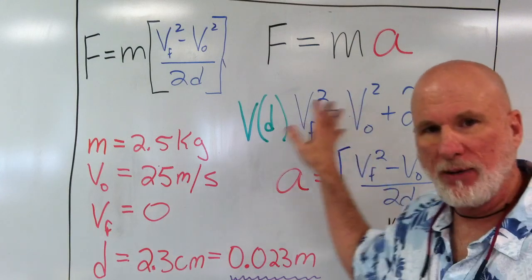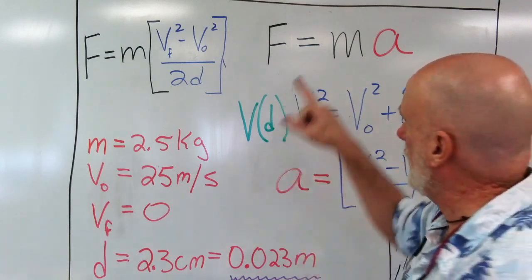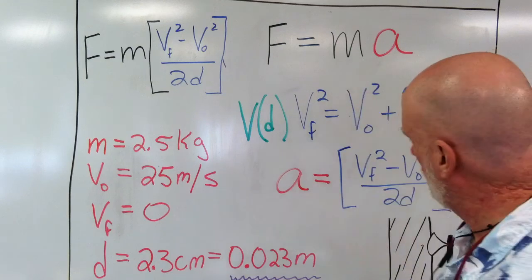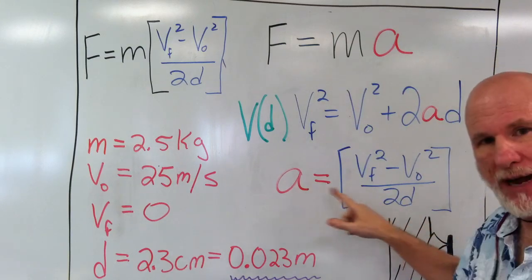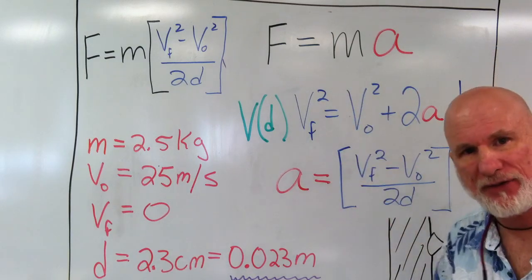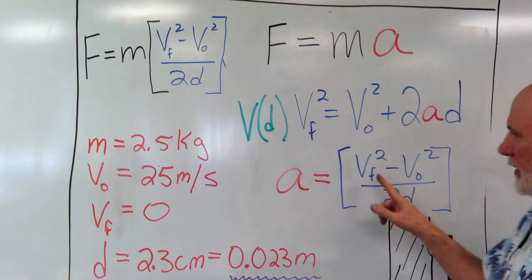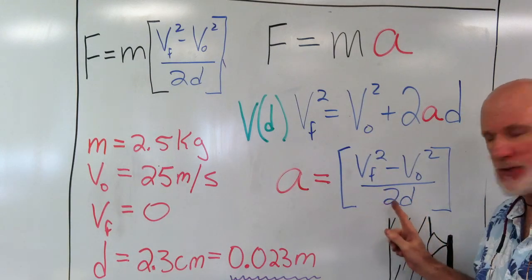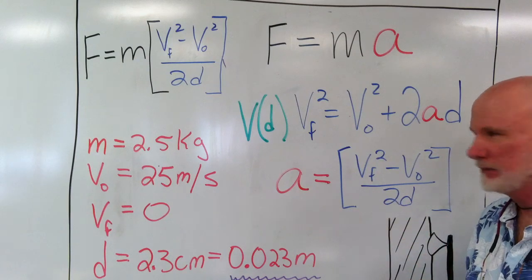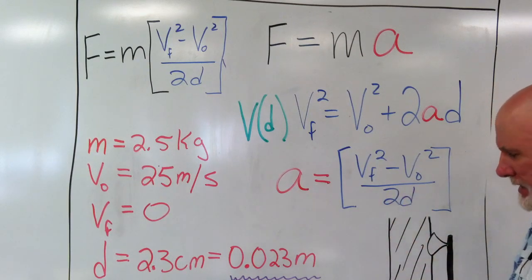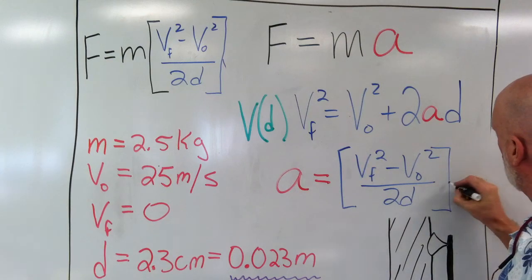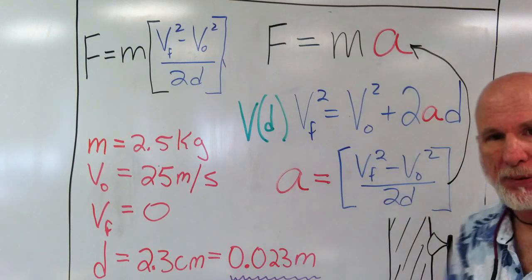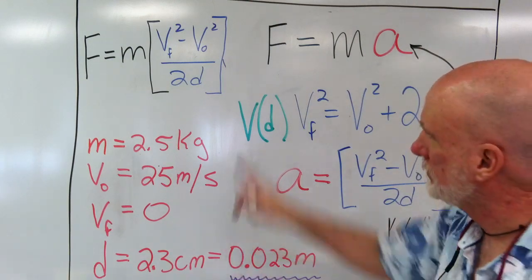Okay. Rearrange that for A because I want to put that in for A. Yeah? Now, that's the rearrangement. Ruminate on that for a second. You see that? I subtracted V naught squared from both sides. Then I divided both sides by 2D. Make sense? Yeah? Now, I'm going to take that and plug in for A, and this is what I get right there.